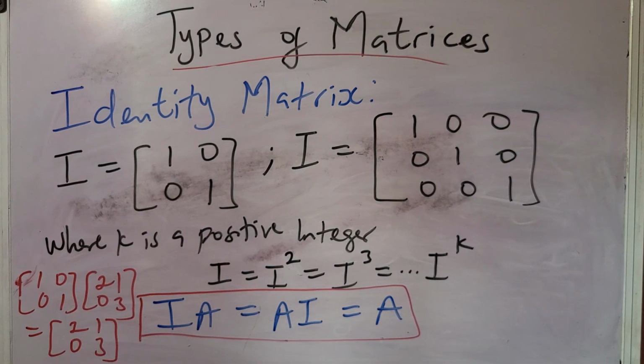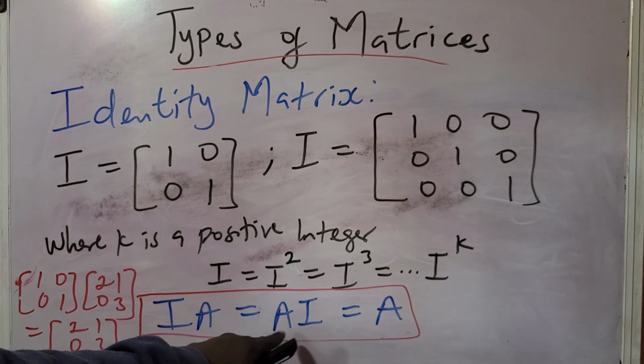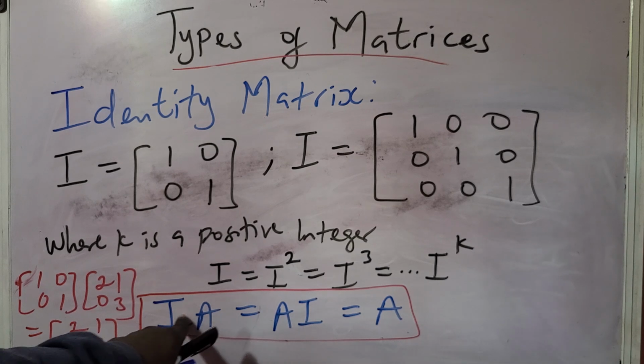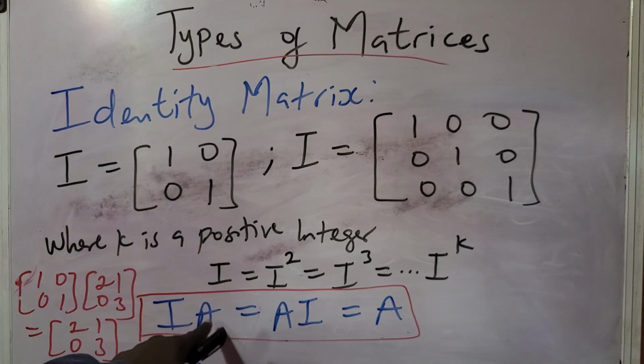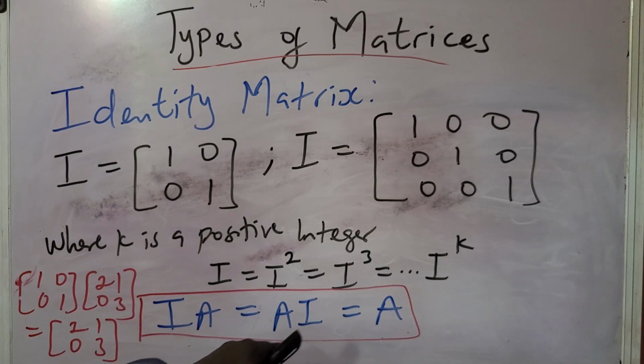Now I need to inform you that matrix multiplication is not always commutative. So I times A is not always A times I if this is not an identity matrix. So A times B is not B times A in matrices. But when you're dealing with an identity matrix, I times A will always be A times I, and the resultant will always be matrix A.